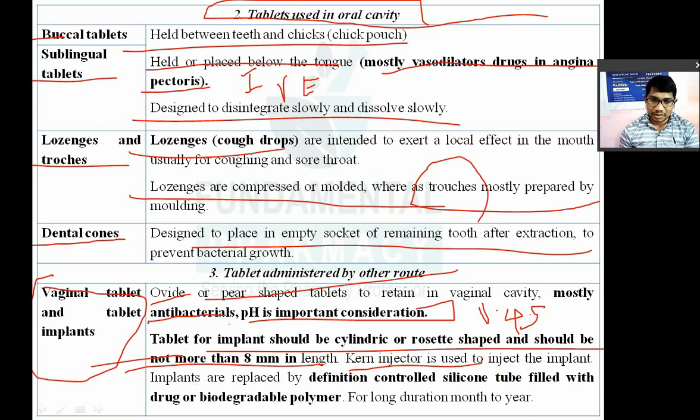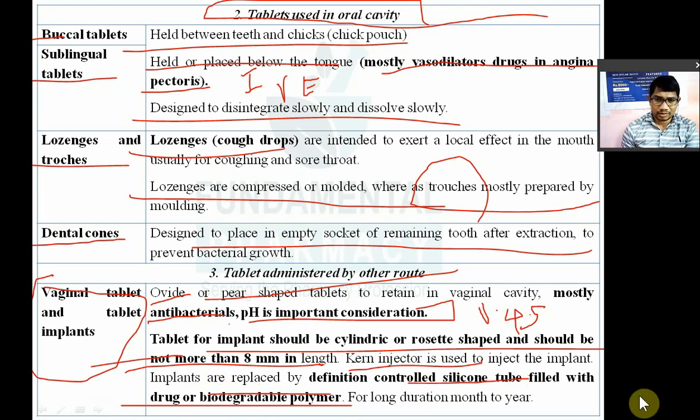Implants are now replaced by controlled silicone tube filled with the drug or biodegradable polymer. Implants are replaced by this new technique. Definition: controlled silicone tube. मतलब क्या कि बाहर से आप कंट्रोल कर सकते हो उसका रिलीज, by using a magnet or something, by using a program, etc. Right?